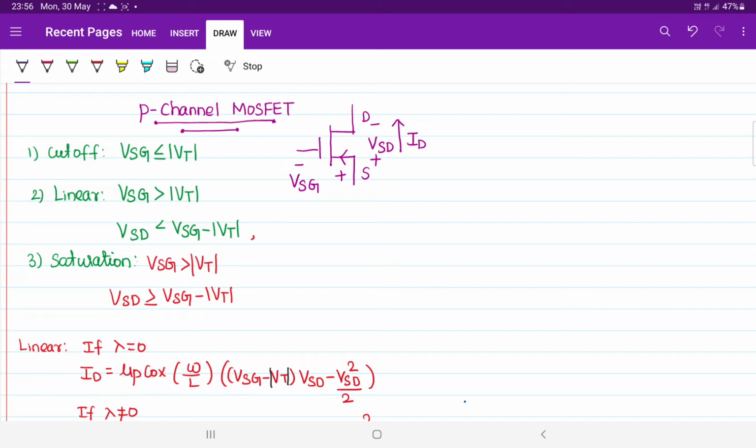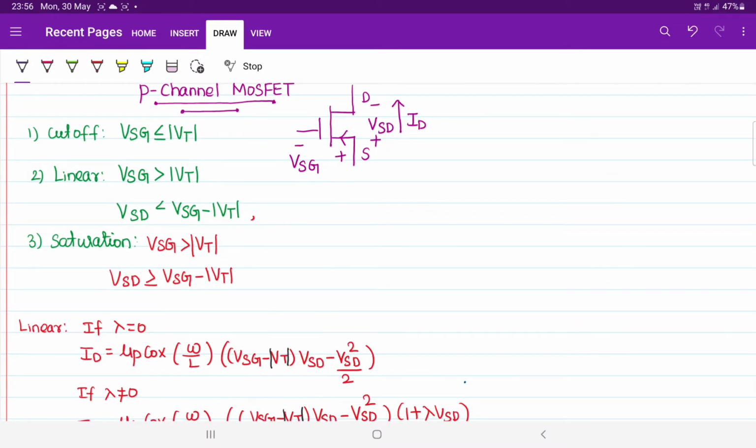What is the difference in the formula, sir? Just reverse the terms. Reversing the terms means let us start with the P channel MOSFET one by one, and I will clear it out. If you observe the first one, the cutoff region: in the case of N channel MOSFET the relation is written as VGS, but here I am writing VSG. Next, here we are considering mod of Vt, there it was simply Vt.